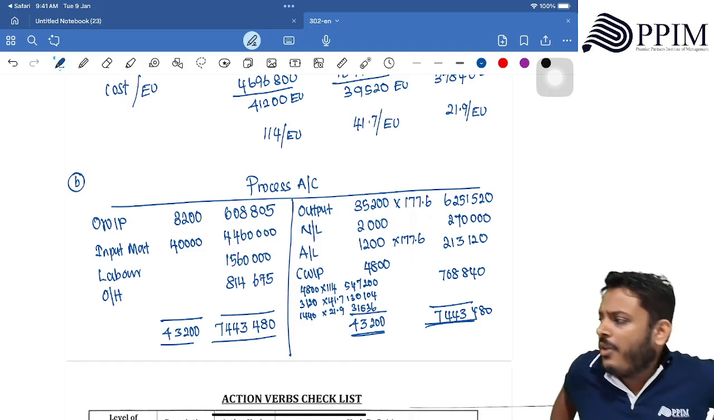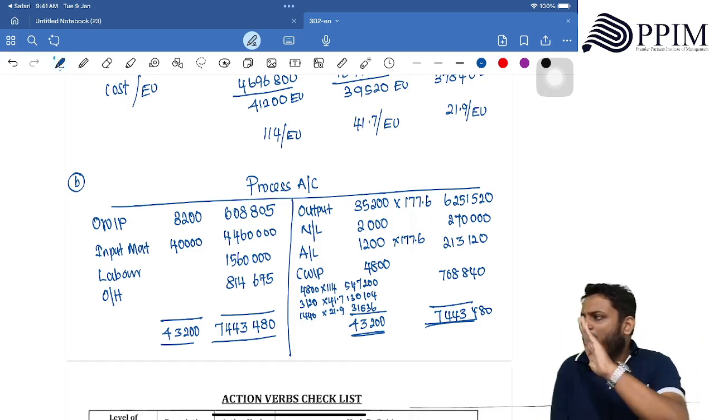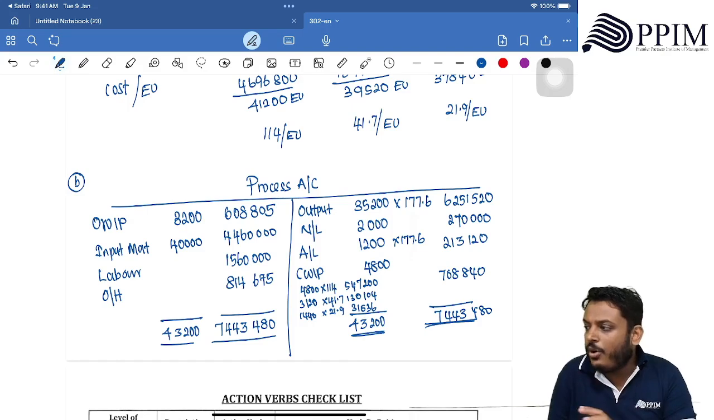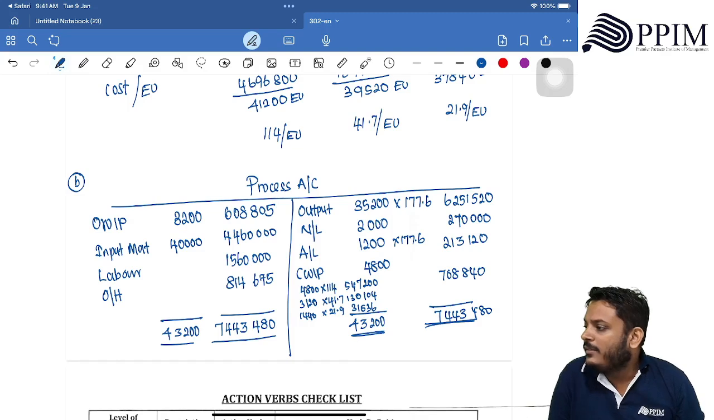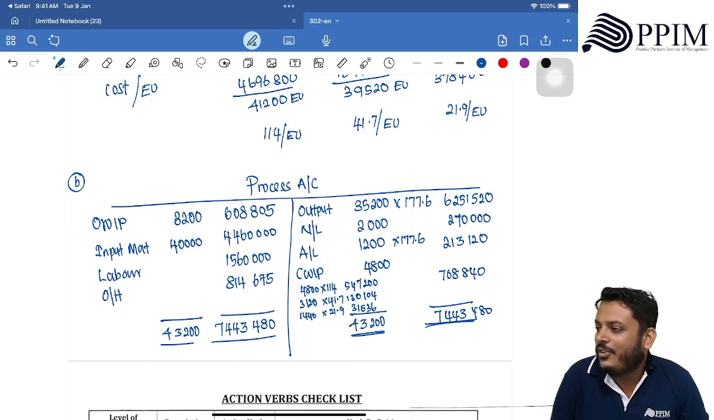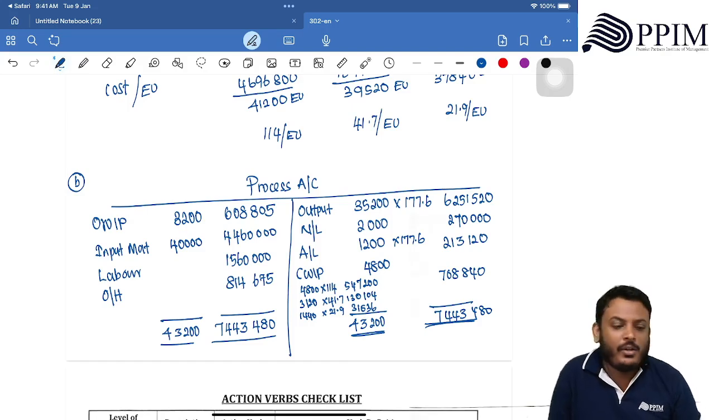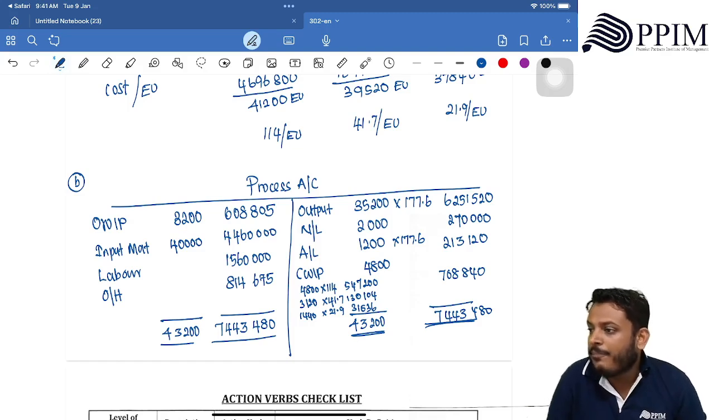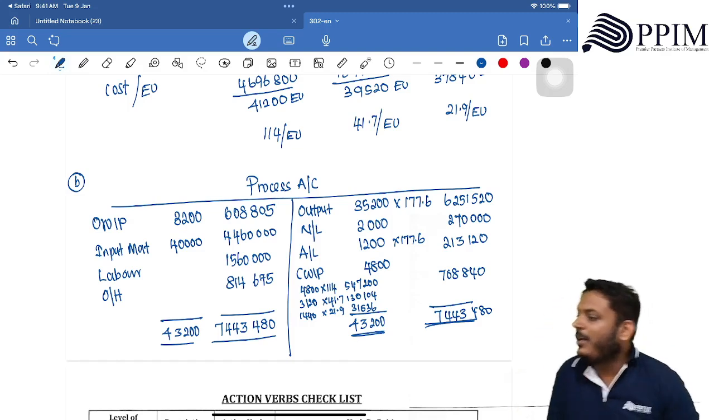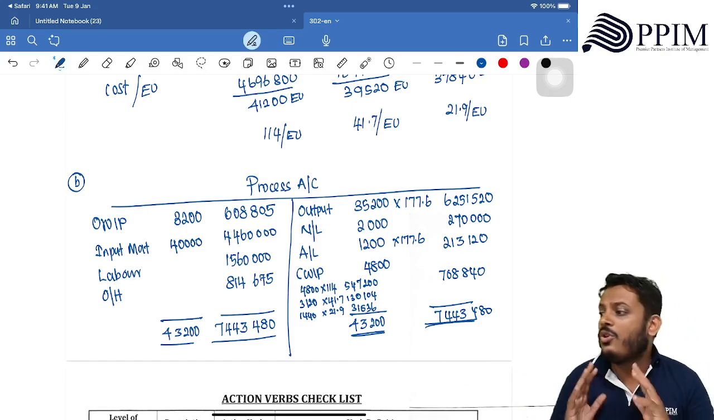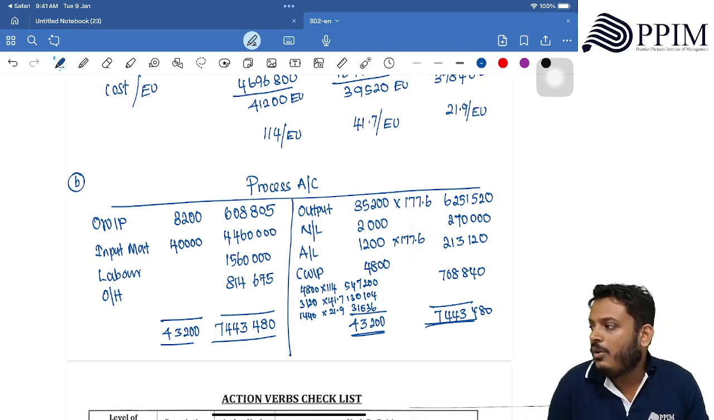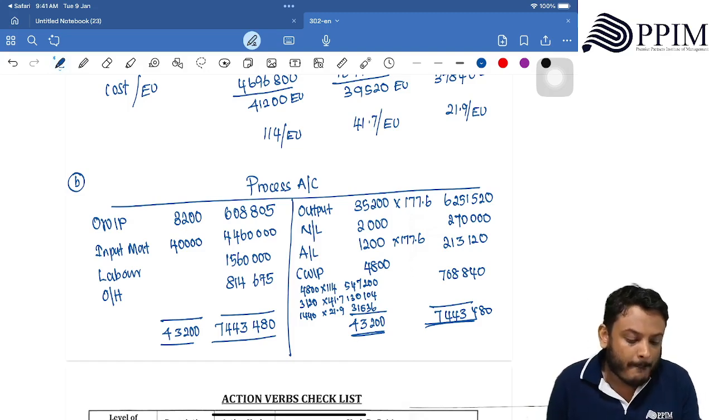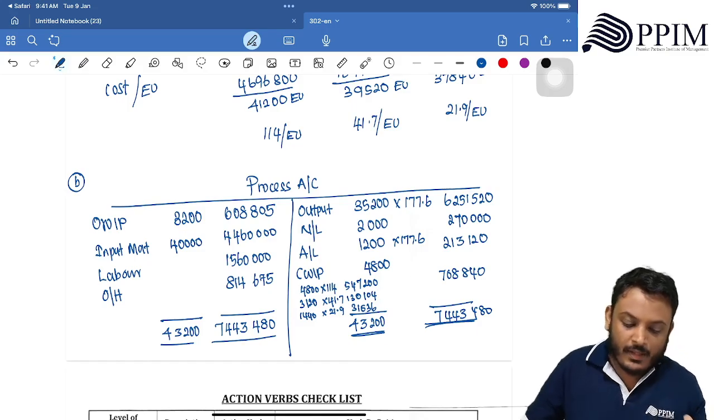So process costing is not difficult. It is straightforward and easy. Compared to other topics that we discussed, process costing is very simple, but the only thing you should understand is you should not get confused. Don't deviate from the format. Okay. Next question.